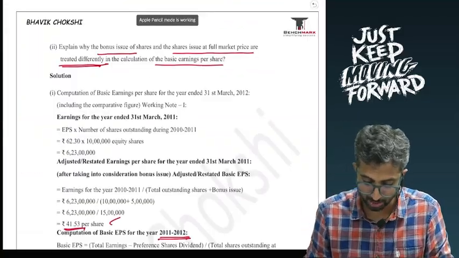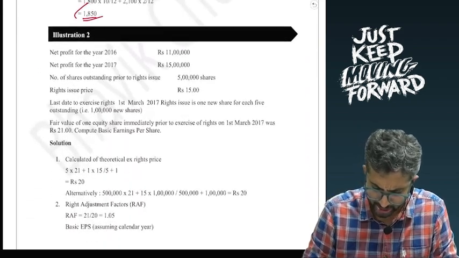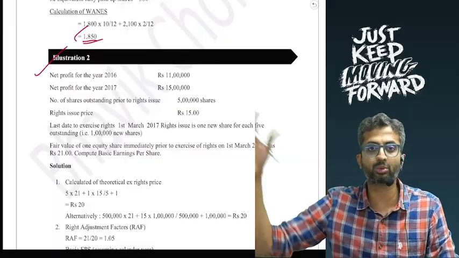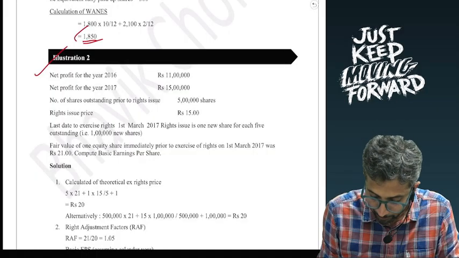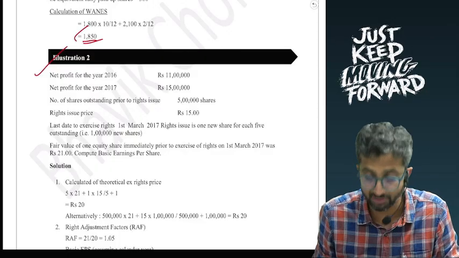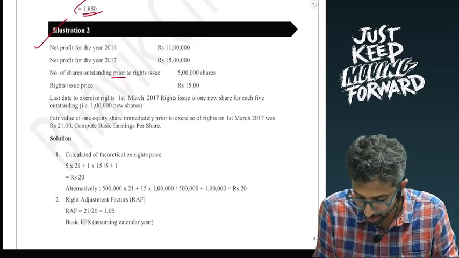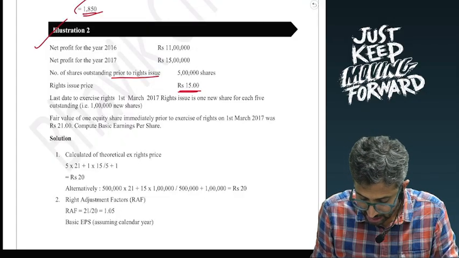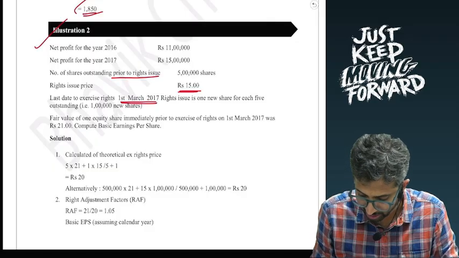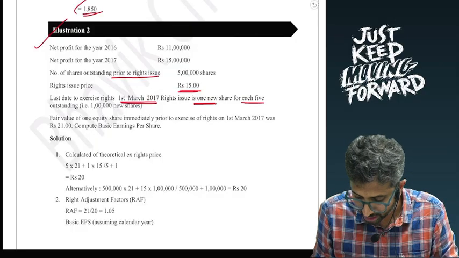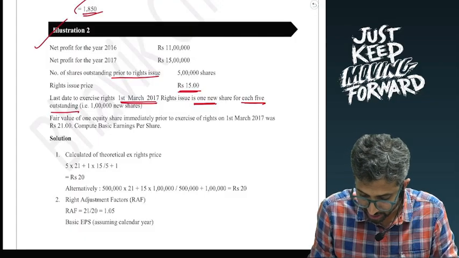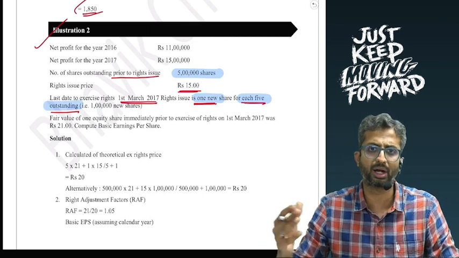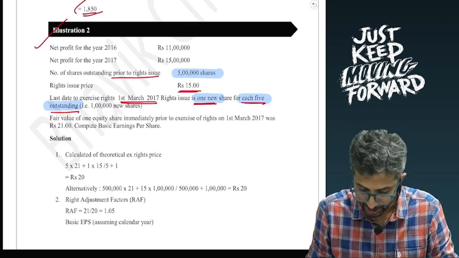So if I go to question number 2, over here you have a rights question. The first question is on fully paid shares, question 7 was on bonus shares, question 2 is on right shares. Net profit for the year 16 is 11 lakhs, for the year 17 is 15 lakhs. Number of shares outstanding prior to the rights are 5 lakh shares. Rights issue price is 15 rupees. Last date to exercise right is 1st March 2017, and the rights issue is for 1 new share for each 5 shares outstanding. So if there were 5 lakh shares, and I'm getting 1 new share for each 5 shares outstanding, 5 lakhs into 1 by 5 will give me 1 lakh right shares, new shares.